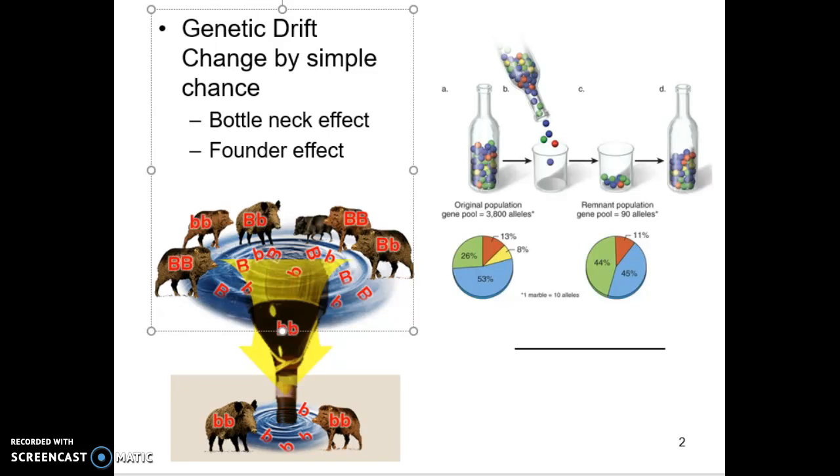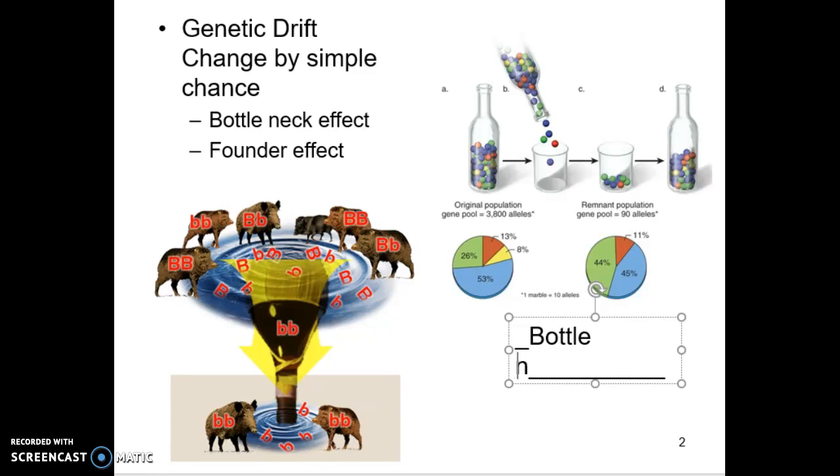So with bottleneck, what we're looking at here is the example over here. Imagine we have a gene pool that has blue, green, red, yellow alleles, represented with marbles. So there's 100, 1,000, or whatever individuals in this population. 3,800 is what they have in the original population. So big population, and that is the frequency of the alleles. Over half, 53%, are blue, 26% green, 13% red, and 8% yellow.